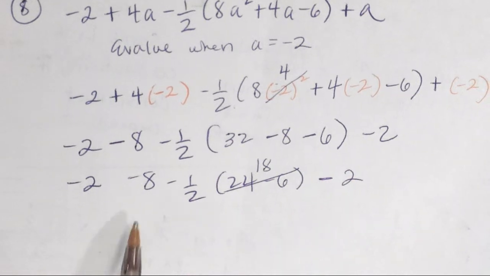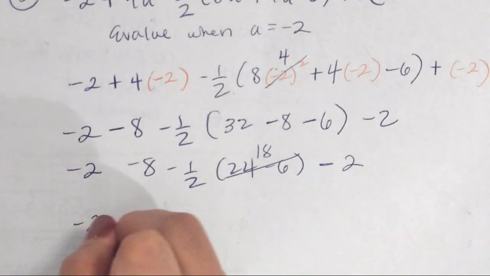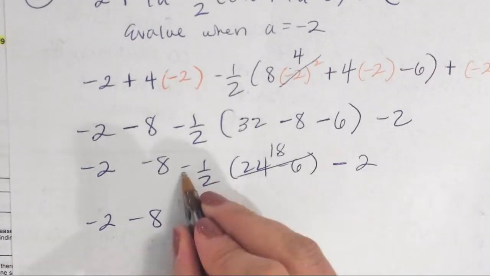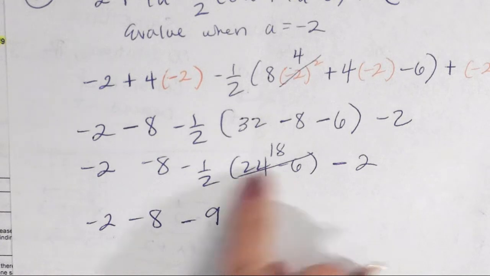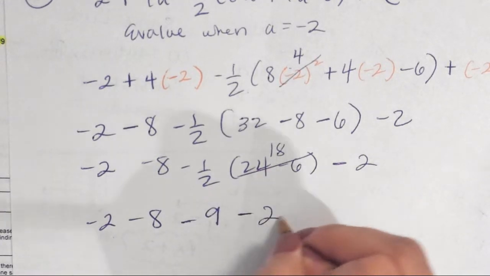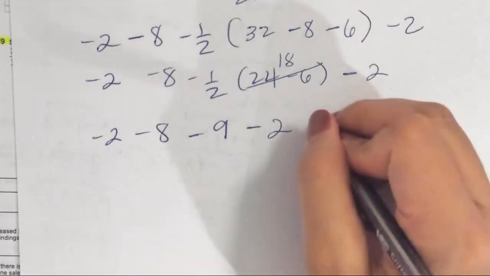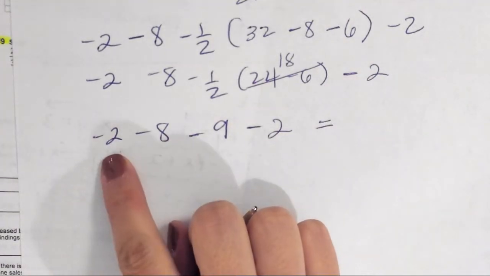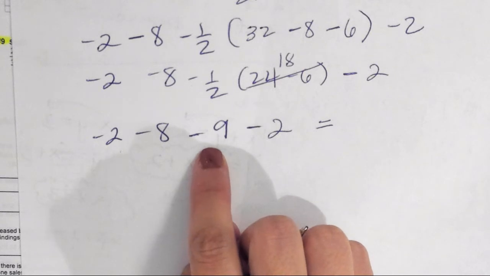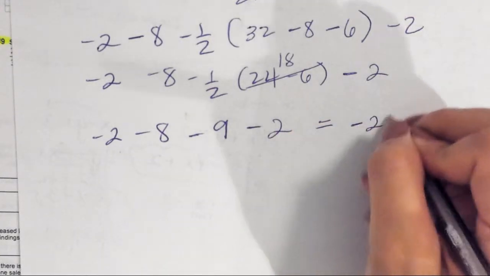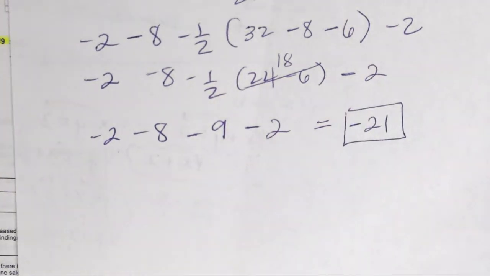I still have these parentheses, so I need to get rid of these parentheses. So I have negative 2 minus 8. Half of 18, guys, is 9. So the negative stays. So half of 18 is 9. The negative 2 is still chilling, and you bring them down. So see how these are all negative? When they're all negative, you're just going to add them and then keep the sign. So your answer is going to be 8 and 2 is 10. 10 plus 9 is 19. And then 19 plus 2 is 21. So the negative stays. So your answer is negative 21.